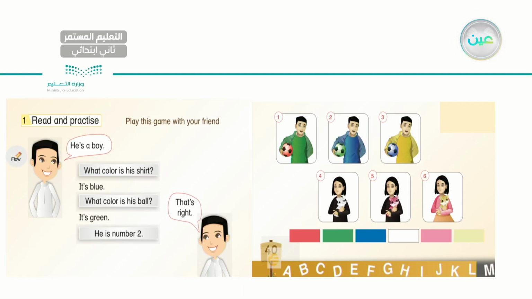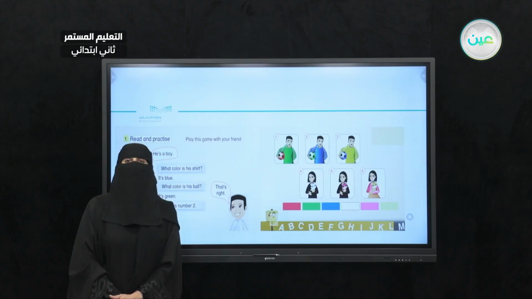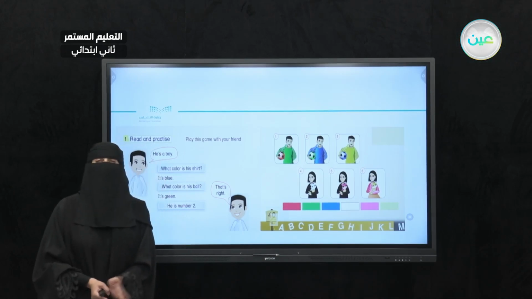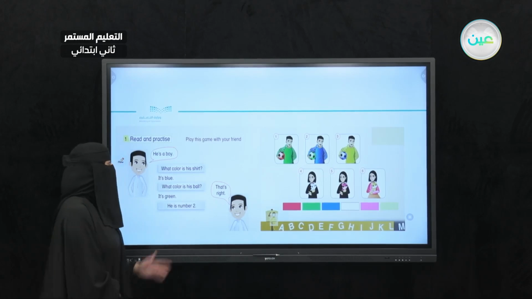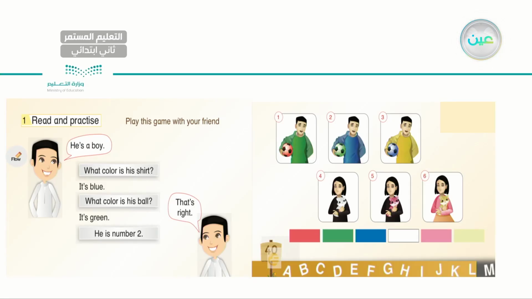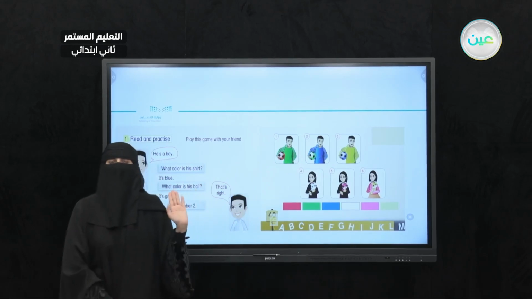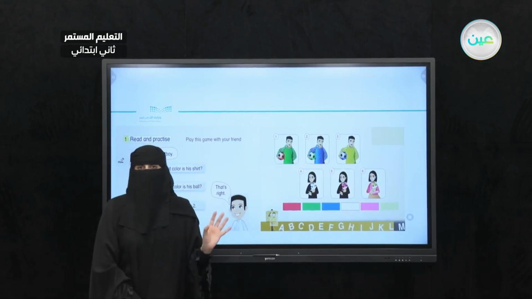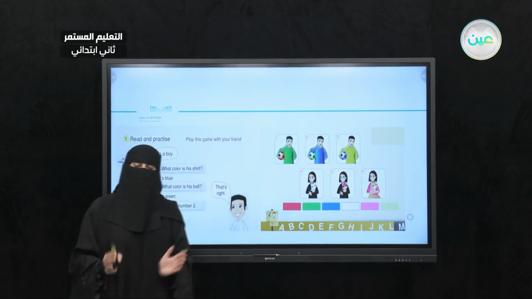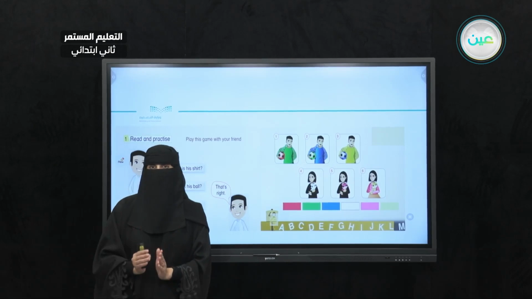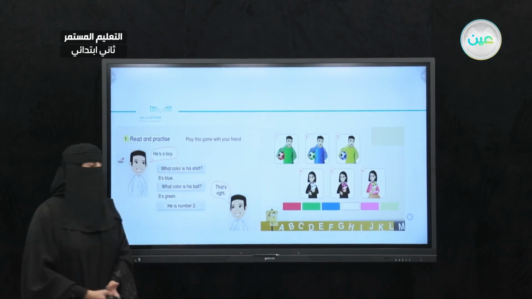Read and practice. Play the game with your friends. So you can play this one with your teacher or with a member of a family or with your friend. Try to play this guessing game. How it's done, let me show you. He is a boy. So since we're talking about a boy, it's either number 1, number 2, or number 3, right? I have the same boy, but the clothes and the colors, what they're holding is different. So it depends on the description. You will guess which boy we are looking for.